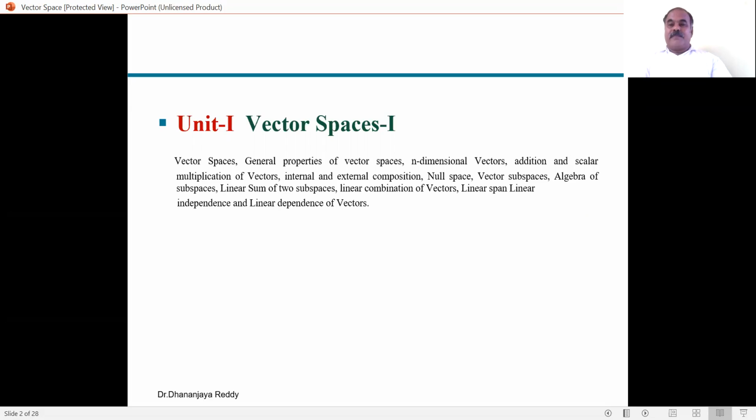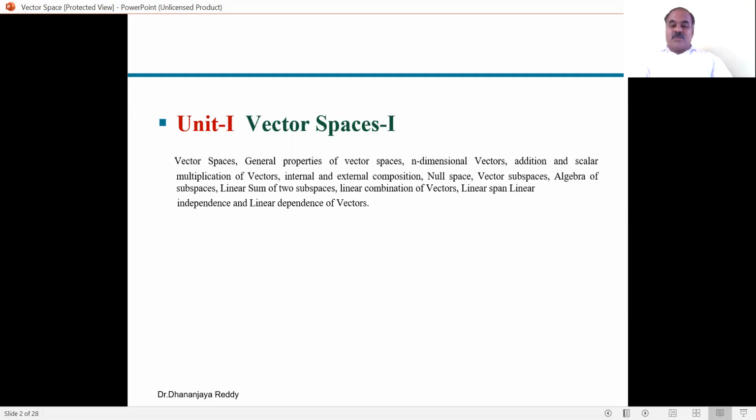is vector spaces. In vector spaces, we can discuss what is the definition of vector space and its general properties, n-dimensional vectors, addition and subtraction, multiplication of vectors, internal and external composition, null space, vector subspaces, algebra of subspaces, linear sum of subspaces, linear combination of vectors, linear span, linearly independent and dependent of vectors.